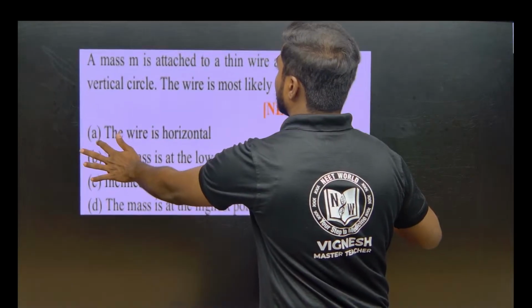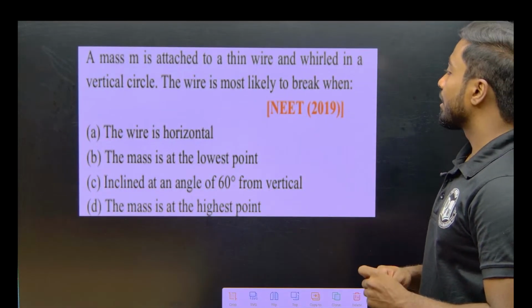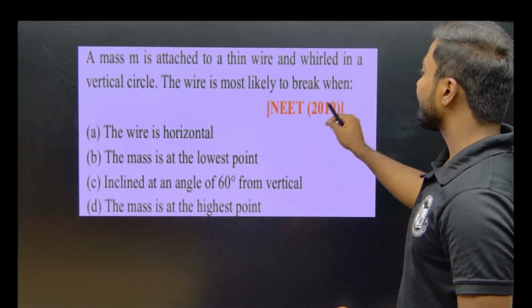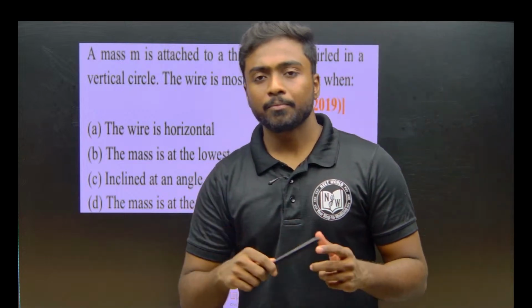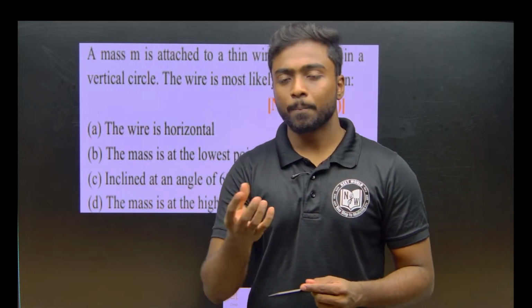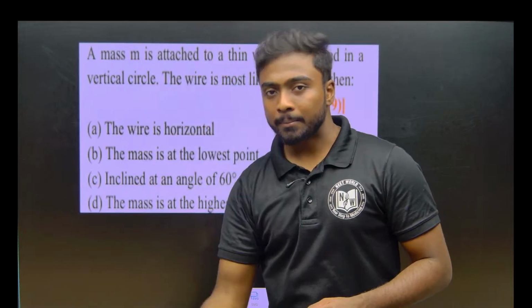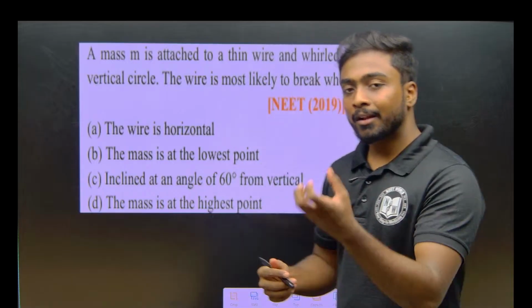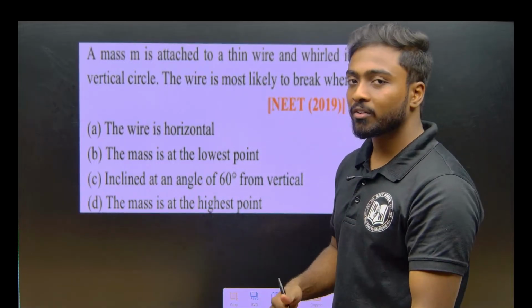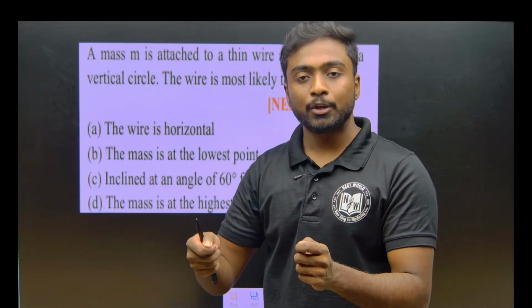A mass M is attached to a thin wire and whirled in a vertical circle. The wire is most likely to break when? So when I take a weighted object and rotate it, when it goes up, it will try to come down, right? But when the object is down, it will try to go as much down as possible. That time the wire will elongate and it will try to break.